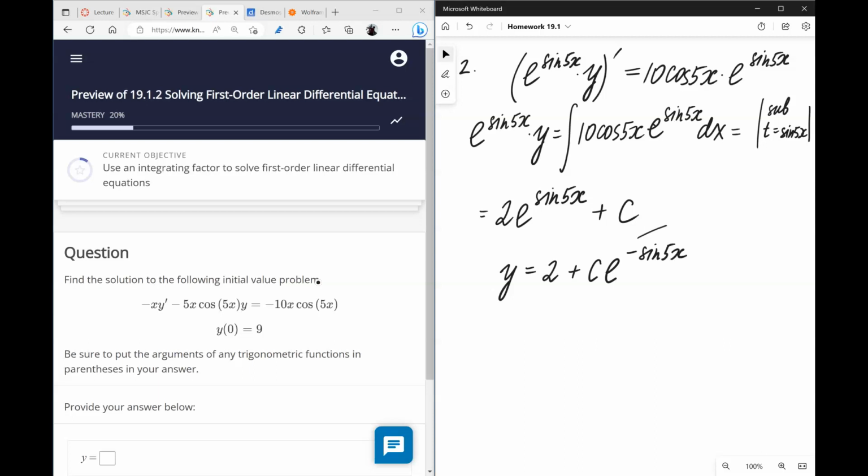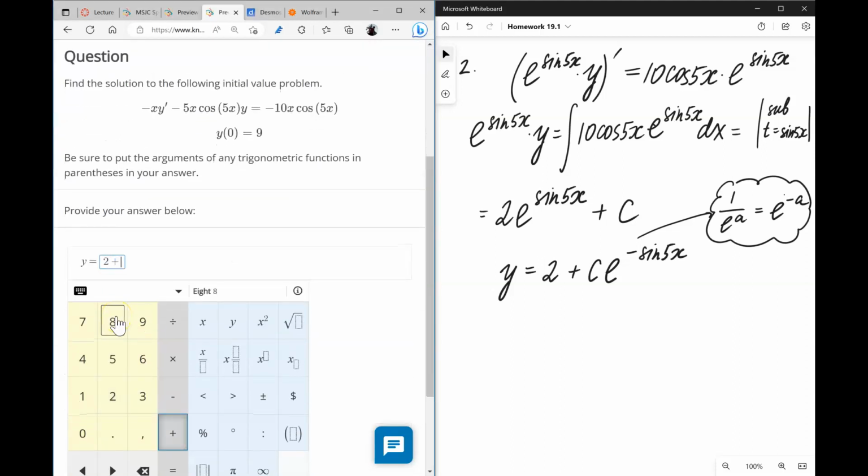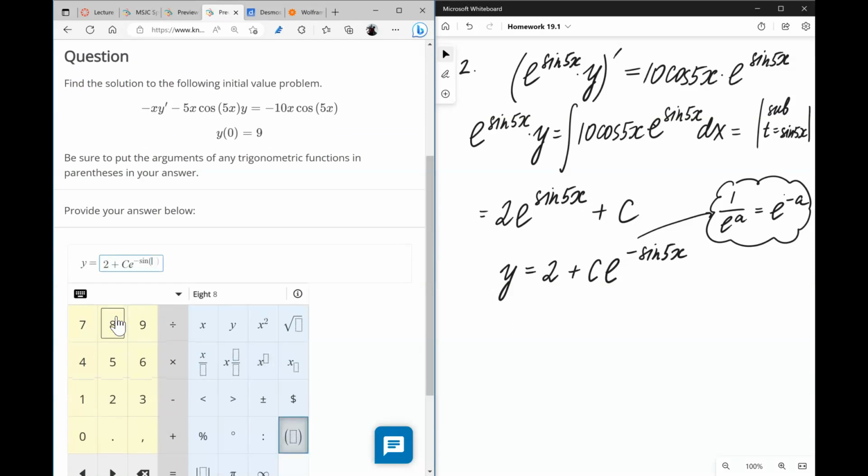And here I'm using the following property. 1 divided by e to the power a is the same as e to the power negative a, in case you wonder. Now let's type the answer. 2 plus c e to the power negative sine of 5x.